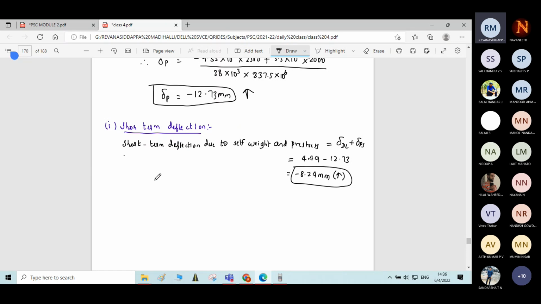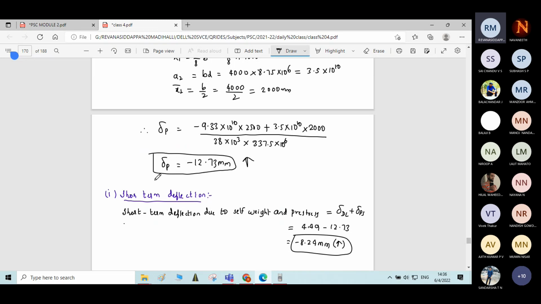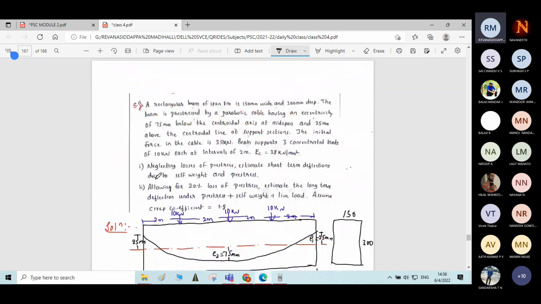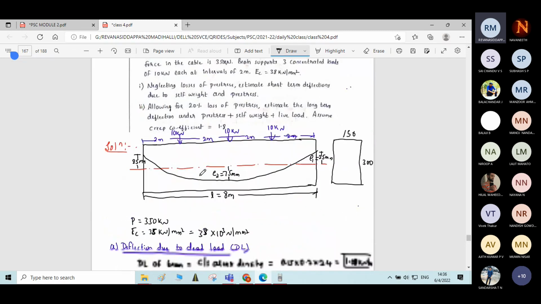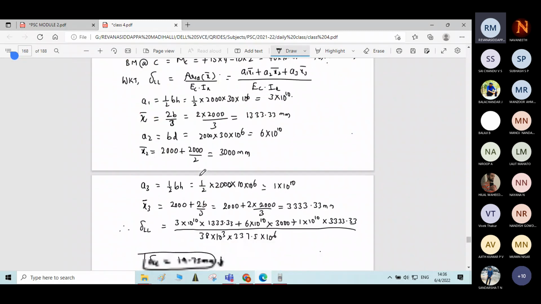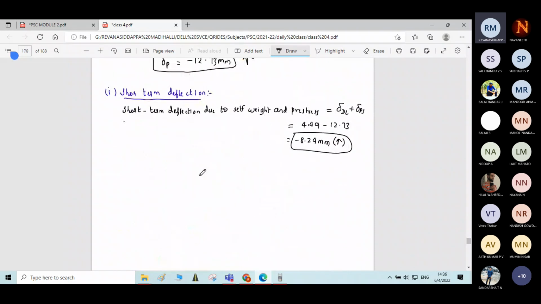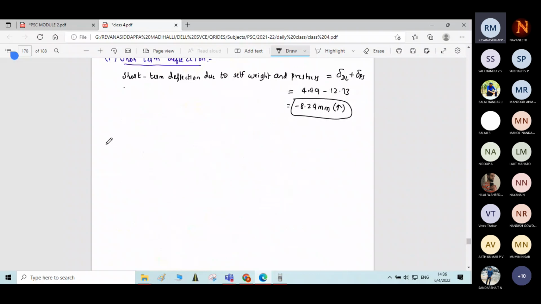So actually short-term deflection we will calculate including the deflection due to live load, but it is specifically mentioned in the question, that is estimate the short-term deflection due to self-weight and the pre-stress. Means we have to consider only self-weight deflection and pre-stress deflection for the calculation. If required, we can calculate the one more short-term deflection including all dead load, live load and pre-stress.